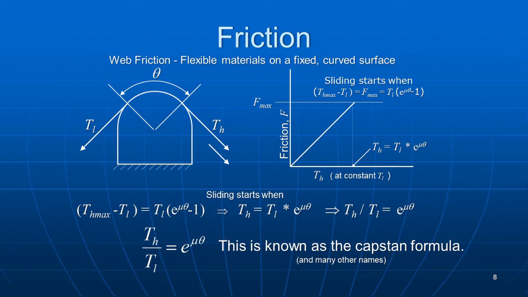Without going through all of the mathematics that apply here, what comes out of this is what's known as the Capstan formula. Tension high divided by tension low is equal to e to the mu theta. Mu, again, is our coefficient of friction. Theta is the wrap angle of the web on the surface in radians. And TH over TL is commonly called the tension ratio. It's called the Capstan formula, but it does go by a lot of other names.